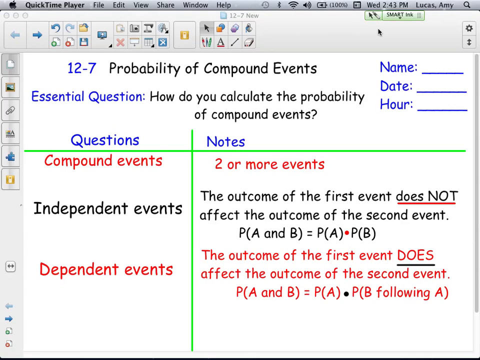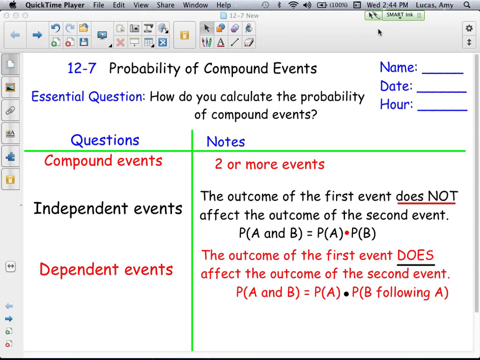Lesson 12:7, Probability of Compound Events. Our essential question is, how do you calculate the probability of compound events? So our first vocab word is compound events. Compound events means two or more events.